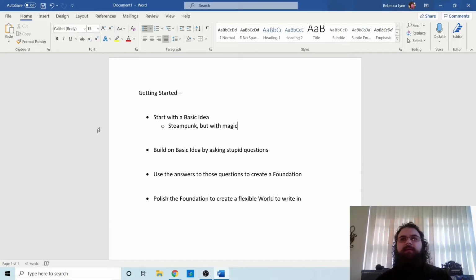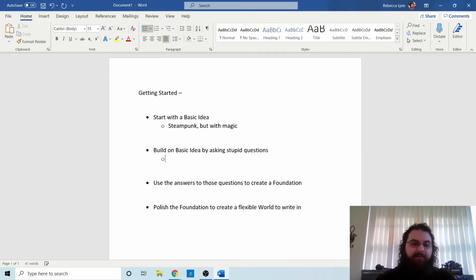And in Leviathans specifically, the answer I came up with to the stupid question was magic is really hard to do. It's not as easy as picking up a wand or saying some magic words and doing it. It's more difficult than that, which means that most people don't do it. They rely instead on the technology that we already established, the steampunk, but with magic. So now we have two of the answers to these questions, which means that we started with the idea of steampunk, but with magic, and we built on it, and now we know a little bit more about the world.